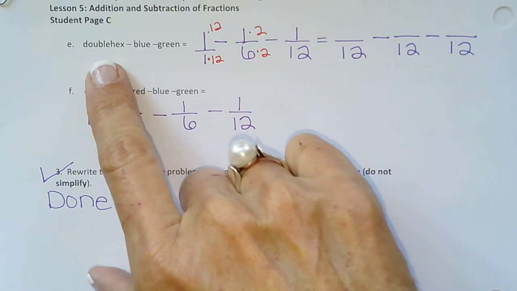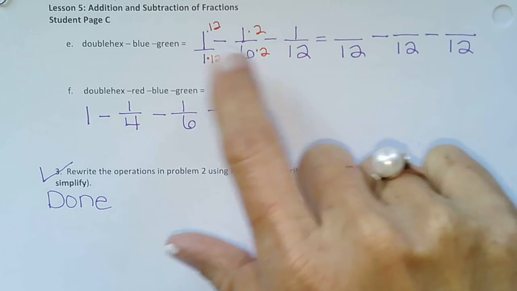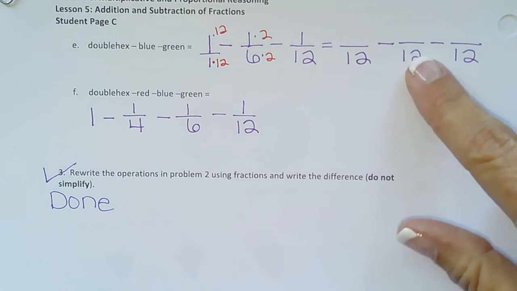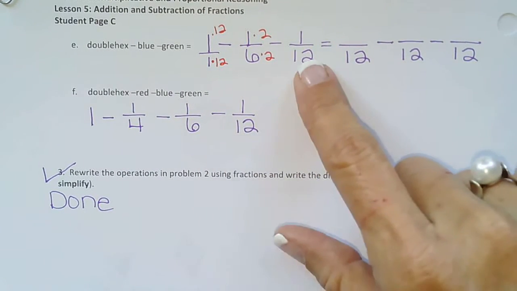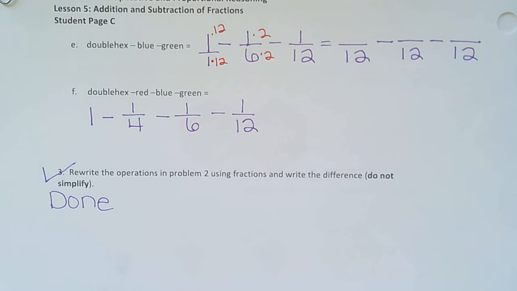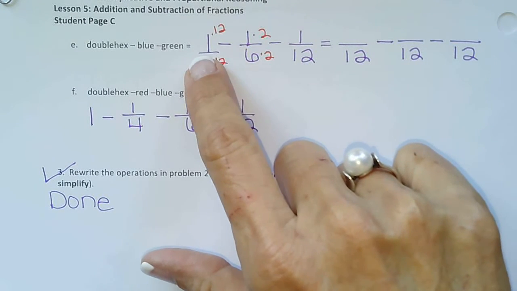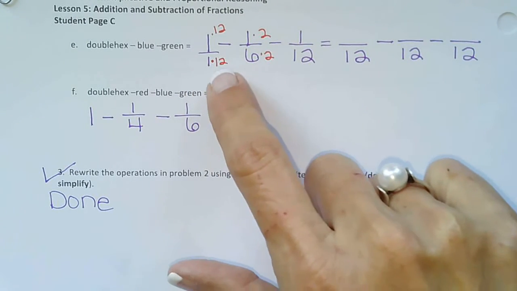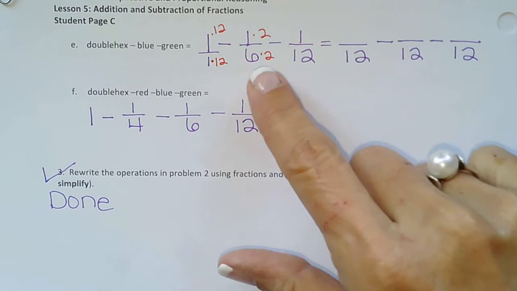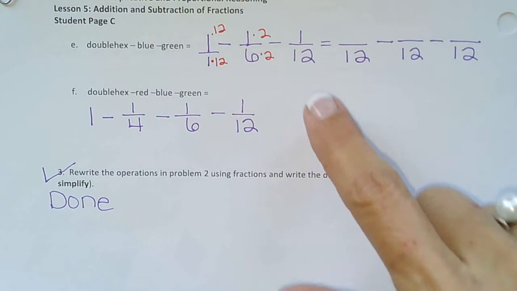We had set up our fractions. The double hex was the whole, blue was 1/6, green was 1/12 from the last page. We'd already decided what our common denominator was. We said 12 because we always start with the larger number and check it first, and it worked. So then to make 1, and we talked about 1's a whole number, so you put it over 1. To make it into 12, you have to multiply numerator and denominator by 12. To make 6 into 12, you have to multiply numerator and denominator by 2.